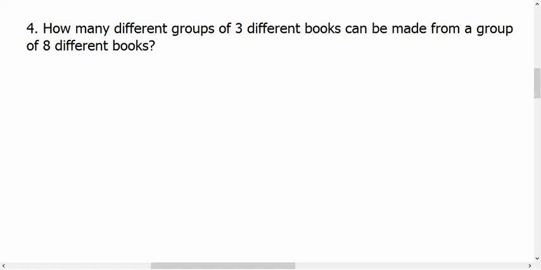Okay, so let's take a look at what we've done. So first of all, how many different groups of 3 different books can be made from a group of 8 different books? So let's once again give ourselves a few concrete examples of what we're talking about. So a group of 8 different books. Let's call them by letter names: A, B, C, D, E, F, G, and H.